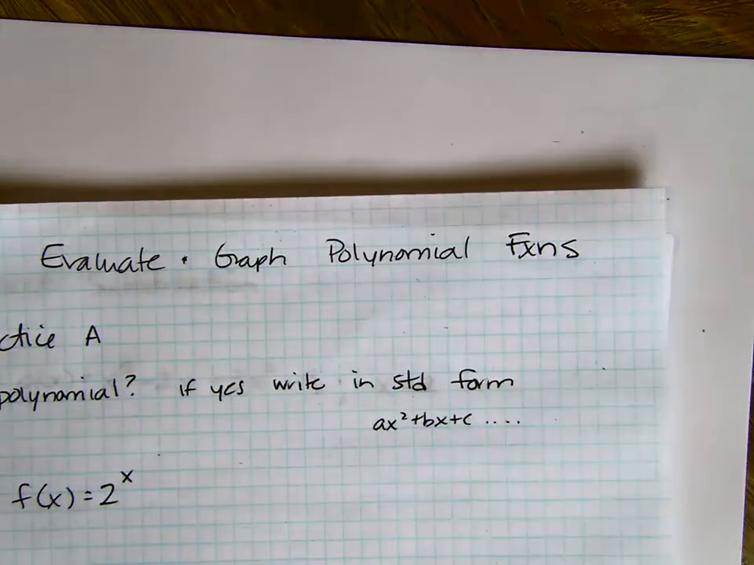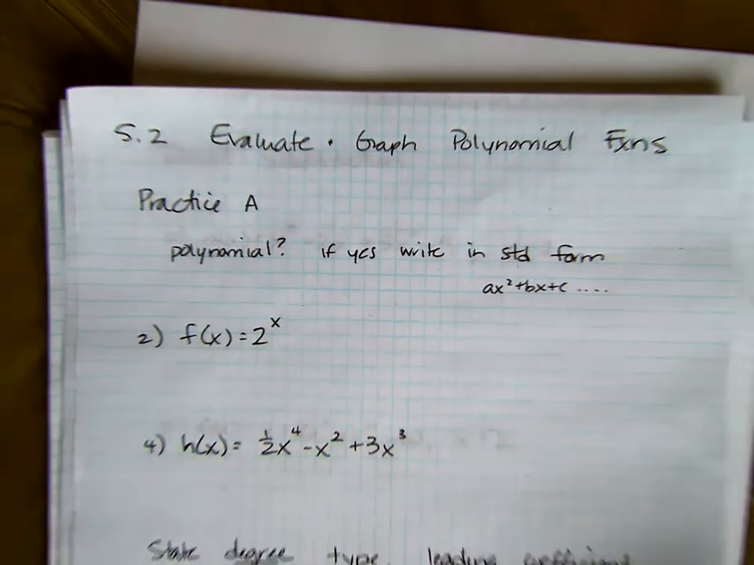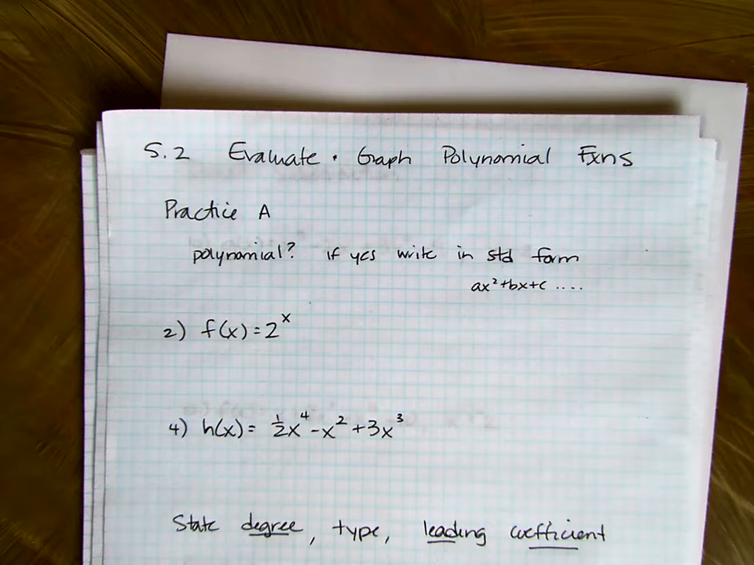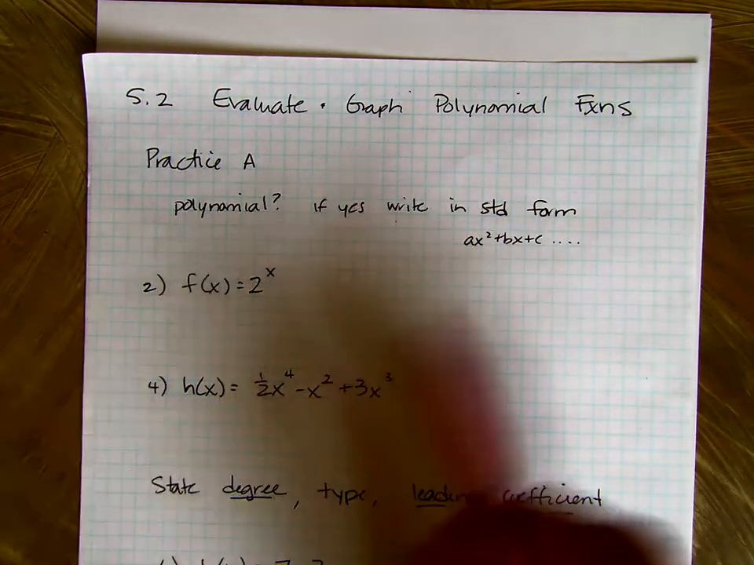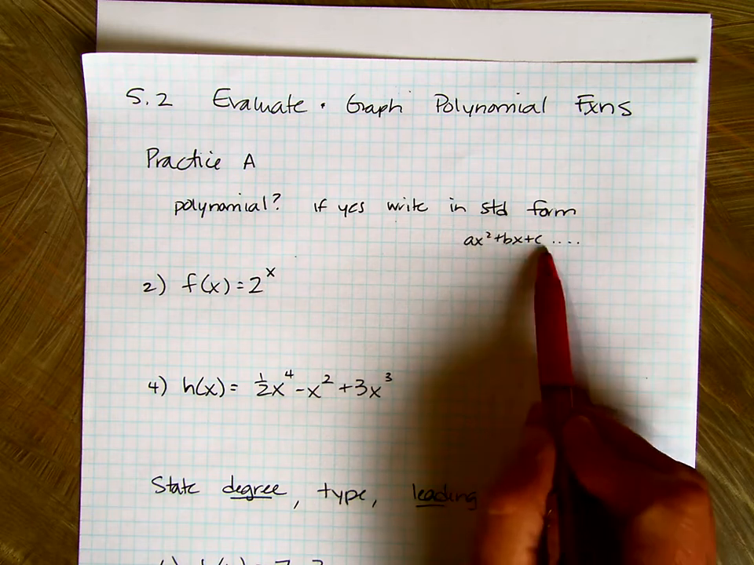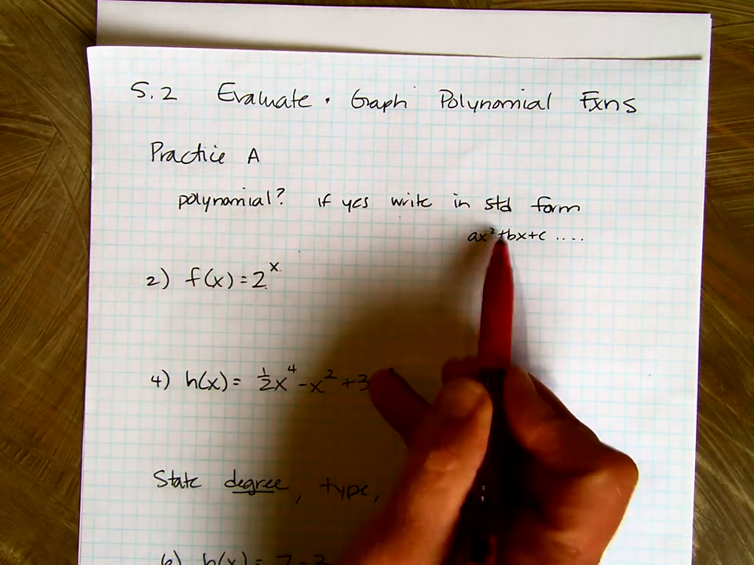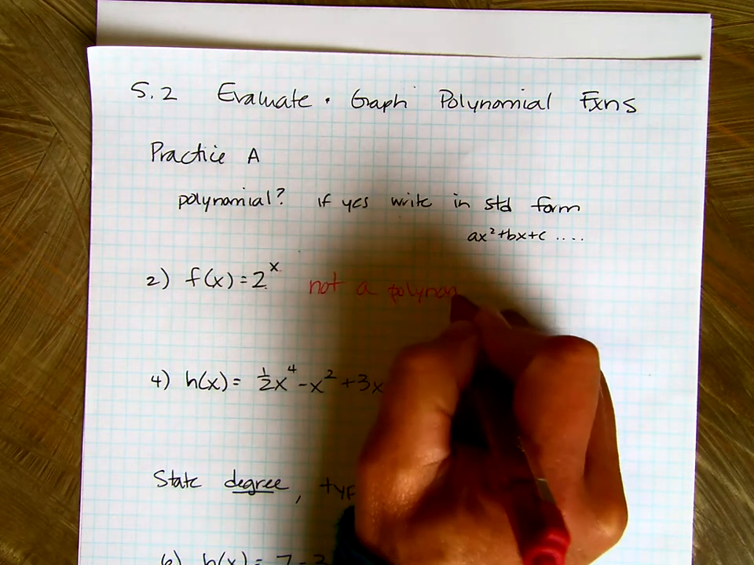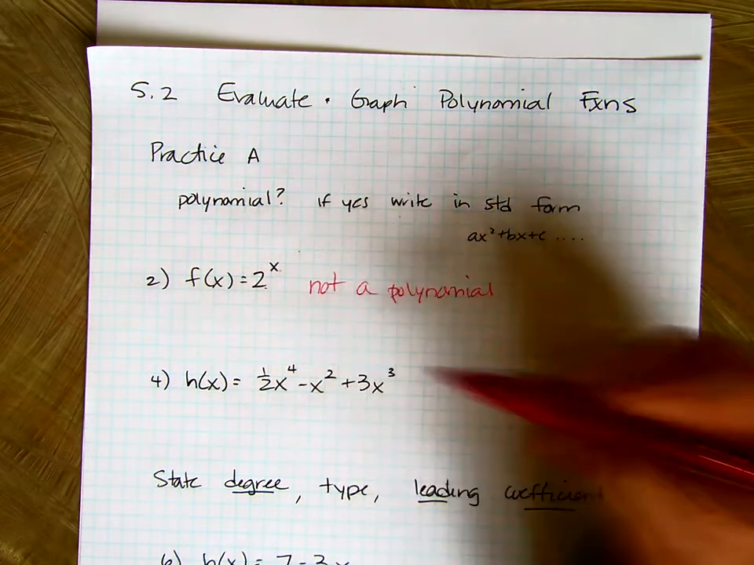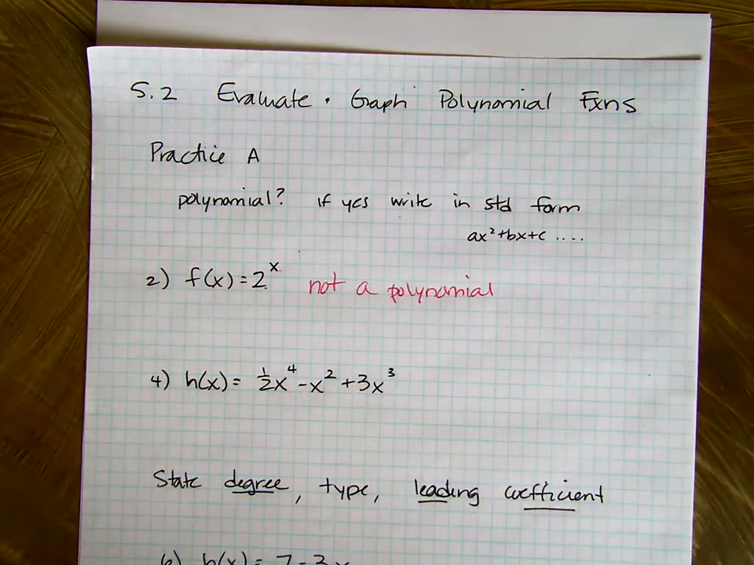So the first thing that you're going to do in practice A is decide, I'm going to zoom out a little bit, is this a polynomial function? And if it is, write it in standard form from the greatest degree to the least. 2 to the x. Notice the exponent is a variable, so that immediately disqualifies this as a polynomial. The degrees have to be integers, or the powers have to be integers. So that immediately rules that out.